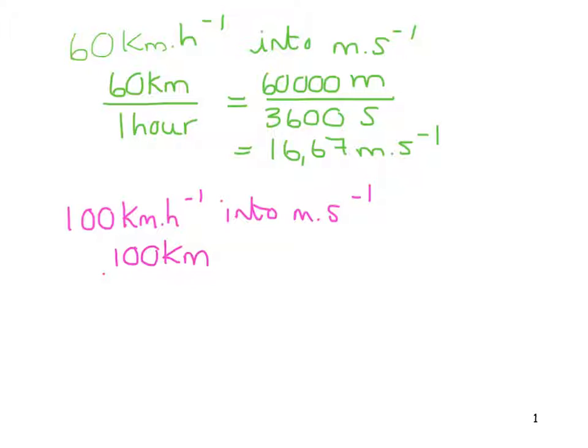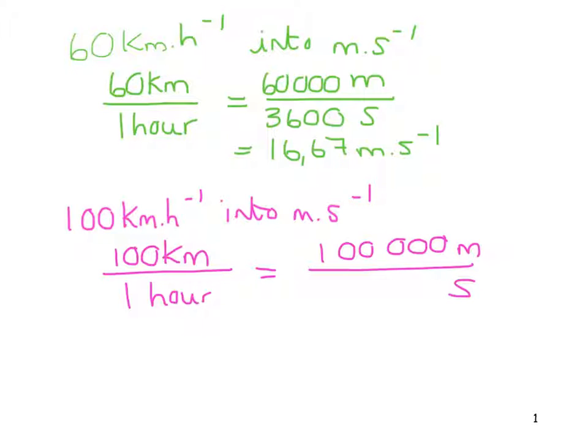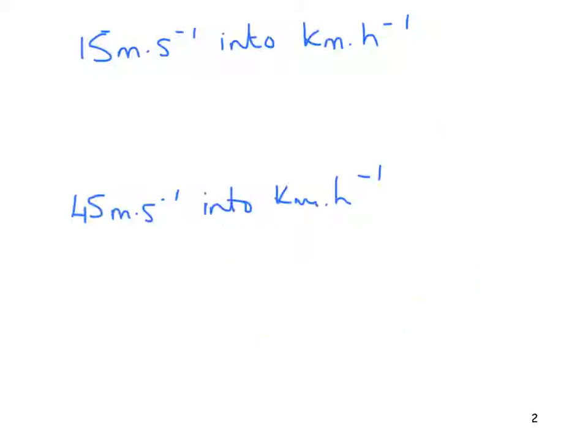If I take 100 kilometers per hour, what does that mean? 100 kilometers per means divided by 1 hour. That is equal to how many meters? 100,000 meters. 1 hour in seconds, I need it to be meters per second. 1 hour in seconds is 3,600. So when I punch that into my calculator, I land up with 27,78 meters per second.